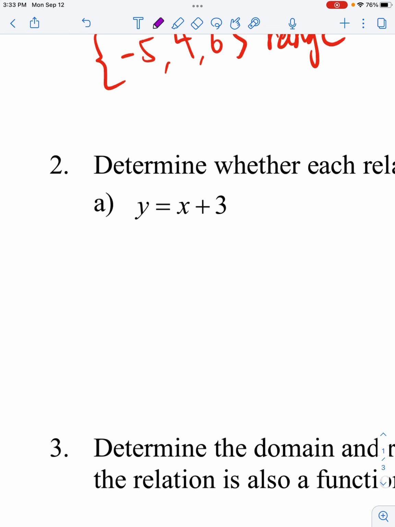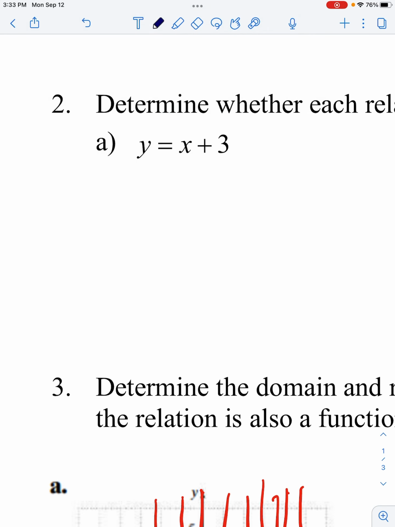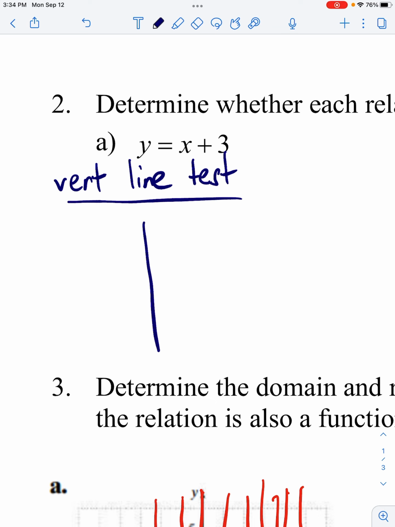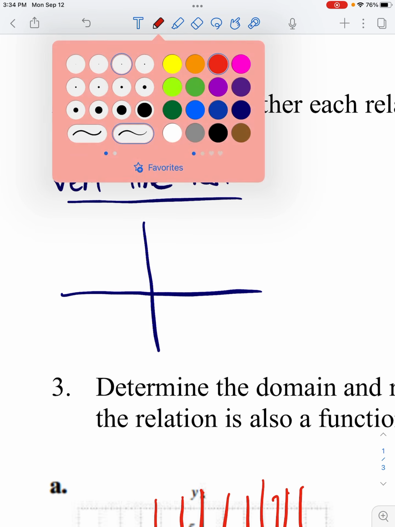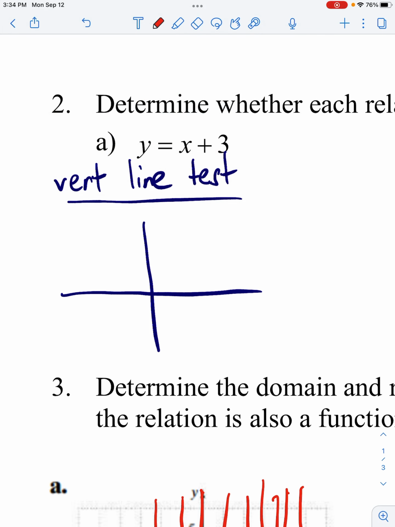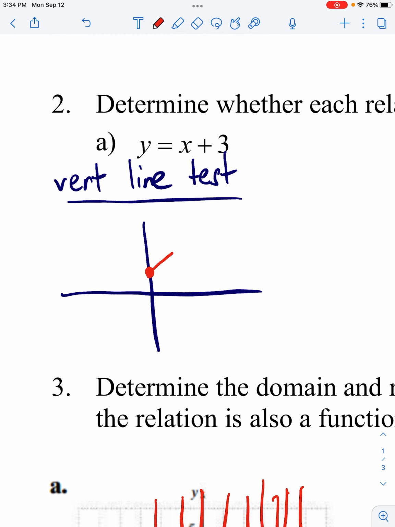There are 2 ways we can do this. We can do the vertical line test. So if we graph this relation, we get something that looks a lot like this. You can try plugging it in your calculator. You're going to get a line that looks like this.